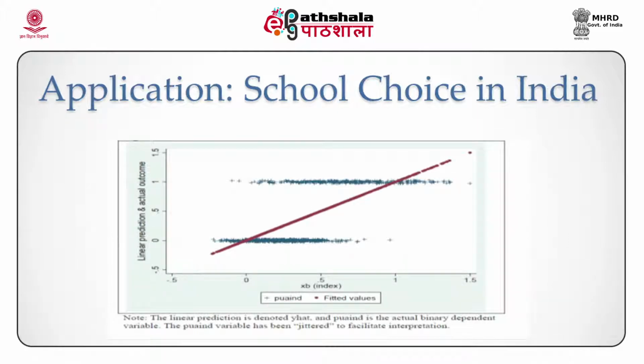Here is an application to a school choice data example. So here we are looking at the probability of an individual opting for private school, and this has been plotted as a function of the linear predictor. As the model suggests, the regression line is a straight line relating probability to the linear predictor.